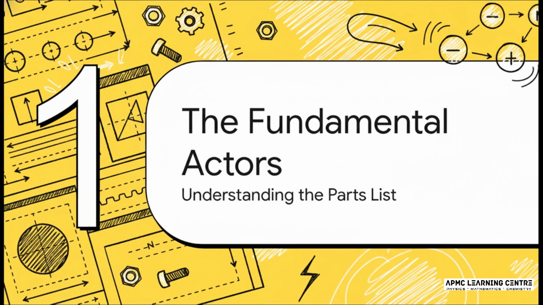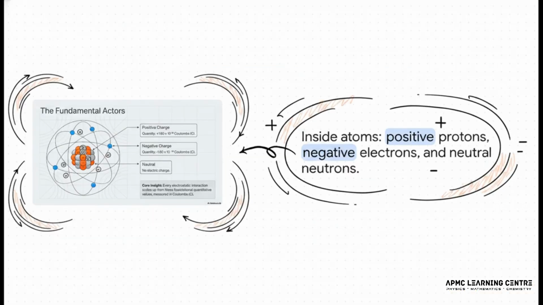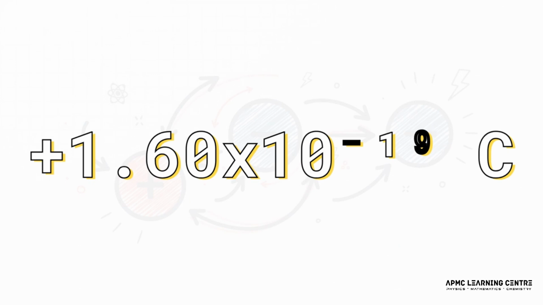You know, every great blueprint starts with a parts list, right? And for electrostatics, that means we first have to understand the fundamental players in this game. These are the building blocks of every single electrical interaction in the entire universe. And here they are. It all starts here, inside the atom. You've got your positive protons and your neutral neutrons packed in the middle, and then you have these negative electrons zipping around them. And really, it's just the push and pull between these positive and negative charges that gets this whole story started.